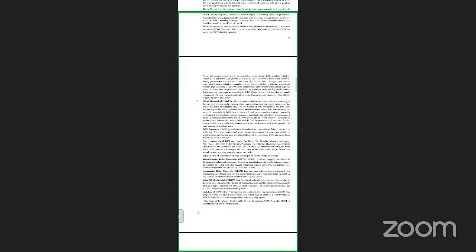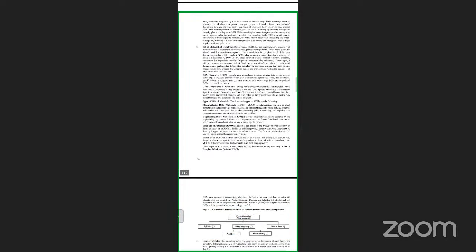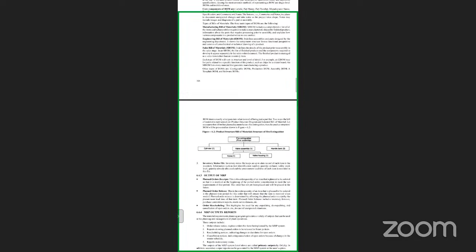And we have three types of bill of materials: manufacturing bill of materials, MBOM; EBOM, that is engineering bill of materials; and SBOM, sales bill of materials. These three are the different types of bill of materials, and here you can see the product structure, or bill of material structure, of a fire extinguisher.